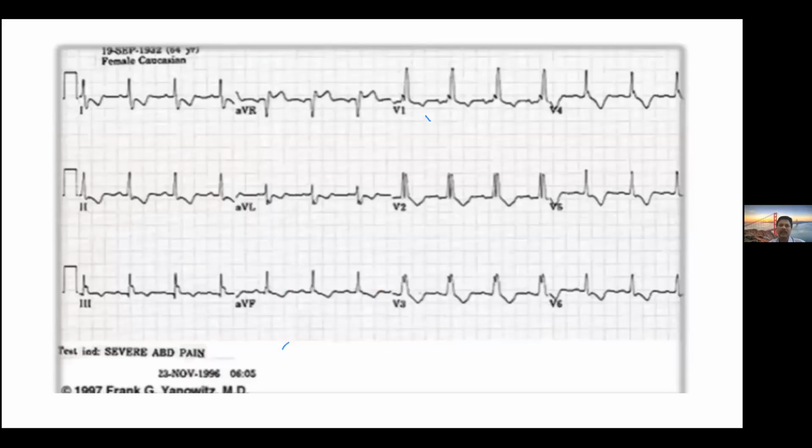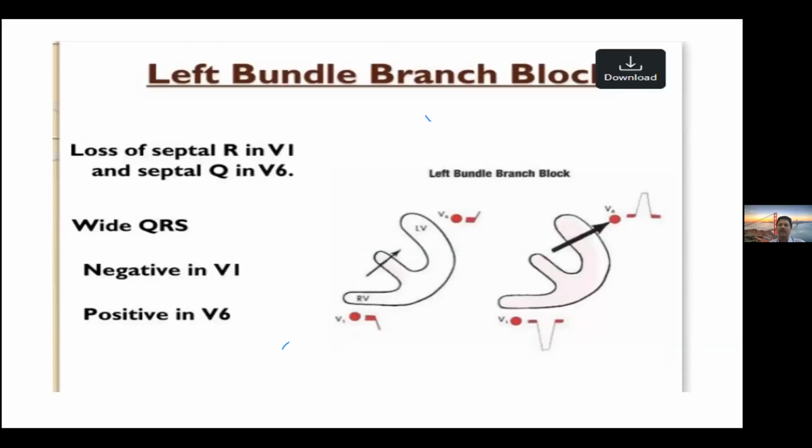See here, this is a typical RBBB pattern. The V1 is showing an RSR dash pattern, and you are having a terminal S in V6. So this is what will happen. Terminal S in lead 1, lead aVL, V5, V6 will be there, and an RSR dash pattern in V1 and the QRS complex wide. This suggests the patient is having RBBB. So now you understand right bundle branch block.